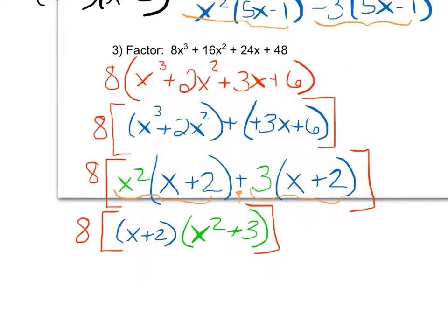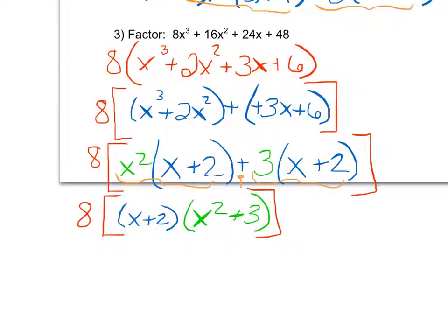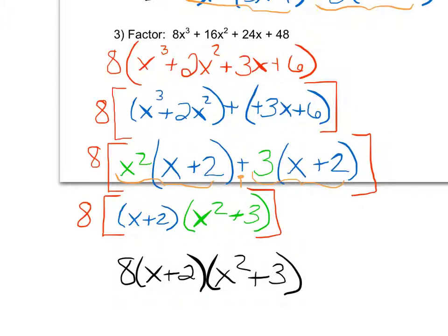Because this is all multiplication, those brackets aren't necessary. I really just had these brackets in to help keep me organized so that I didn't accidentally put my 8 and my x squared together. So I'm going to go ahead and rewrite this one last time without my brackets. And my final answer is 8 times x plus 2 times x squared plus 3. My ultimate goal again with factoring is to make a multiplication problem, and notice since these are all being multiplied, I have reached that goal.